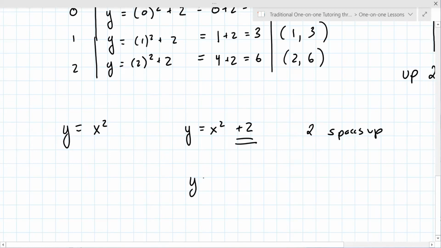Okay. So let's say it was y equals x squared plus 4. Why would it be 4 spaces up? So this first one, x squared plus 2, is 2 spaces up because of the plus 2. Why would this next one be 4 spaces up?